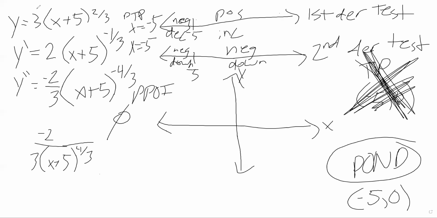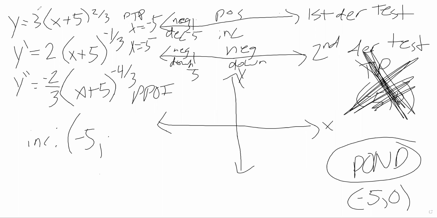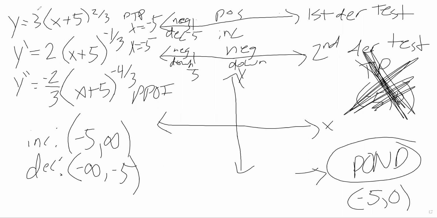Sorry. Before I actually graph this, I want to write the intervals of increase and decrease, because it's always a great thing to do. Increase is going to be from -5 to infinity. And you're probably asking yourself, why didn't I include the -5? Well, remember we said that -5 is a POND, and PONDs are always a soft bracket. If you want to memorize one rule for tomorrow, PONDs are always soft brackets. There you go. And then decrease is going to be from -infinity to -5. Again, it's a POND.